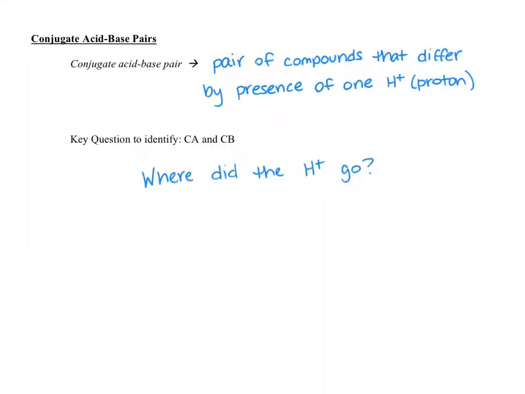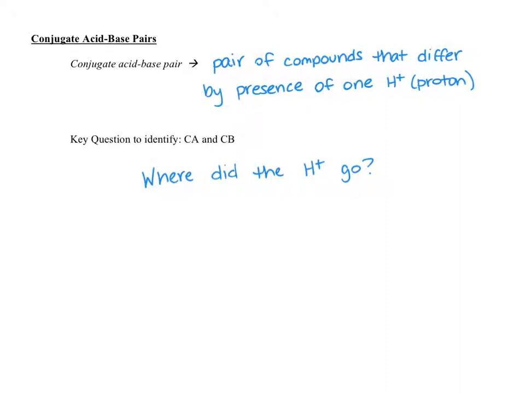So conjugate acid-base pairs have to do with the Bronsted-Lowry definition of acids and bases. The definition of a conjugate acid-base pair is a pair of compounds that differ by the presence of one H+, which is a proton. So the way you figure out a conjugate acid-base pair is you ask yourself the question, where did the H go? You're going to look at the reactants and products, and you're going to see what happened, where the H went when they went from reactants to products.